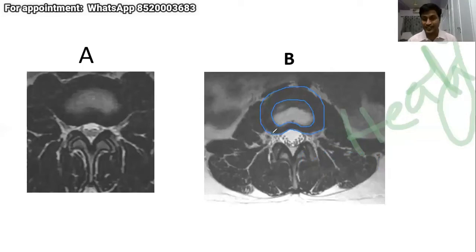A normal disc is hydrated. Water appears white on T2 weighted images. That is why even CSF appears white. So a healthy nucleus pulposus is white in color. When the disc starts degenerating, the water content decreases, so it becomes black.